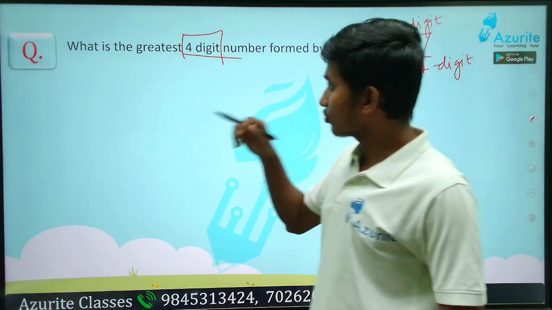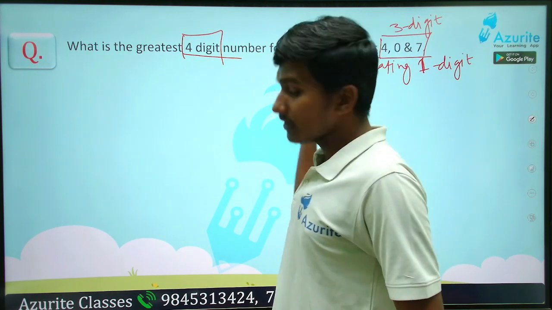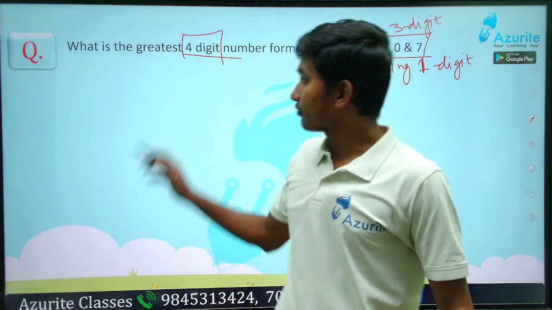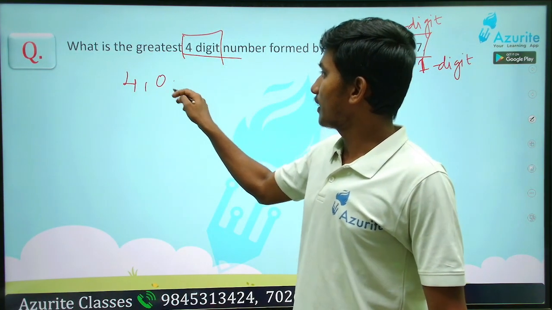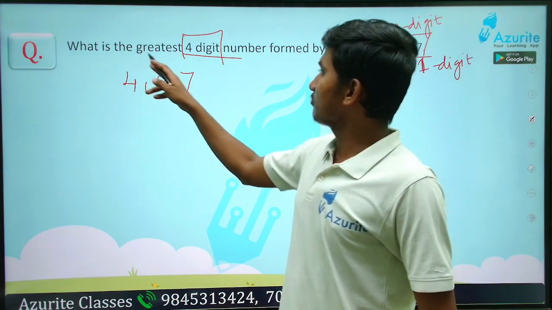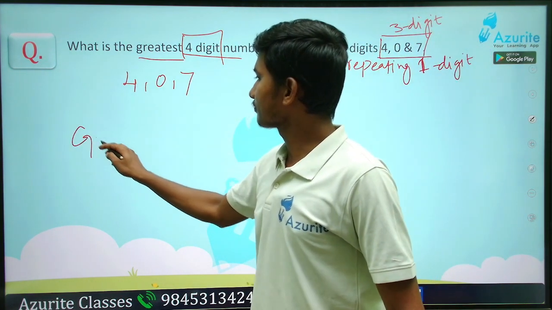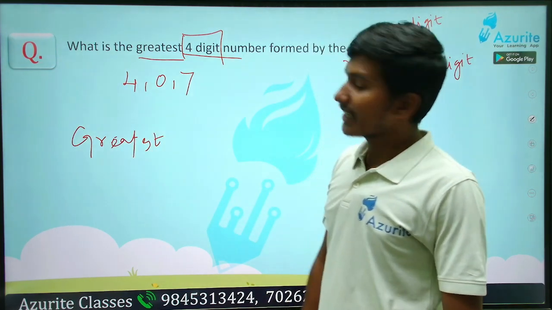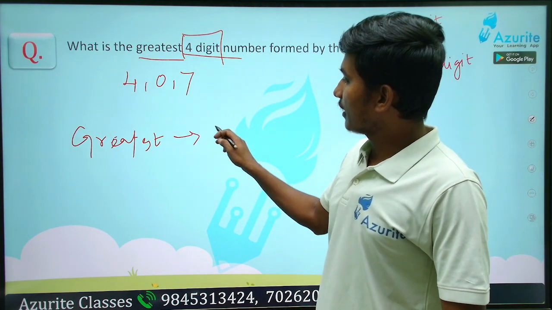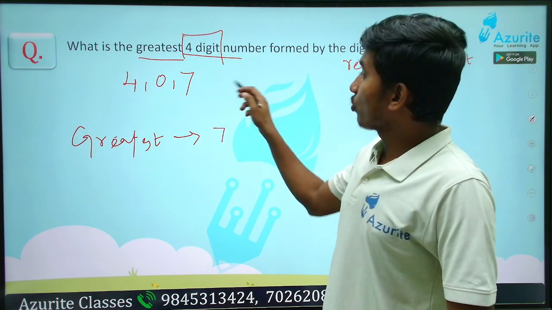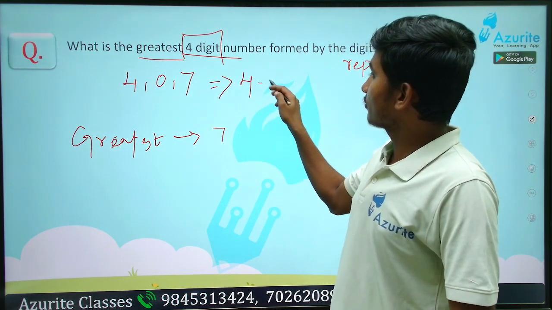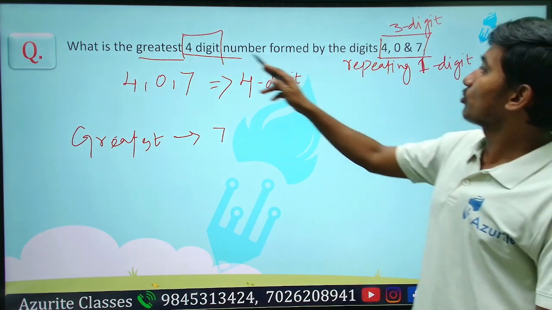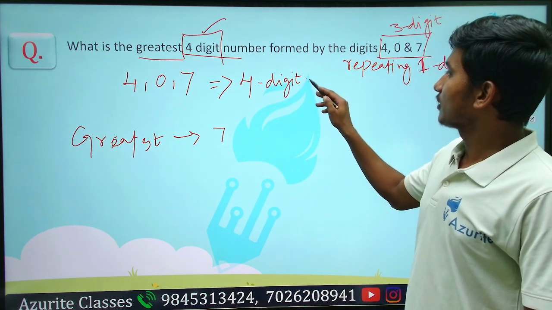So here, a 4 digit number. What are the given digits? Tell me. That is 4, 0 and 7. So what will be the greatest number they are asking? Greatest number. Okay, so which is the greater number here? 740, sir. Okay, but we have to form a 4 digit number, right?